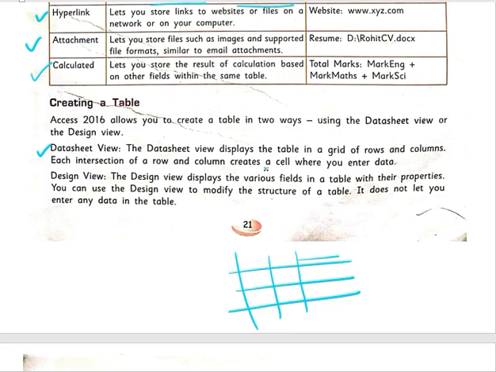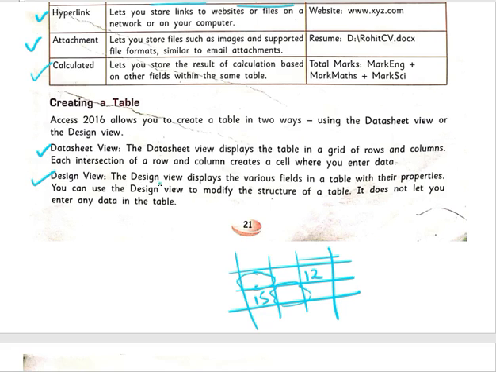Each intersection of row and column creates a cell. So this will be one cell, this will be another cell, like this, the intersection of row and column. Here we can enter data. Suppose in this cell I entered 12, here I added 15, so we can enter data in this cell.